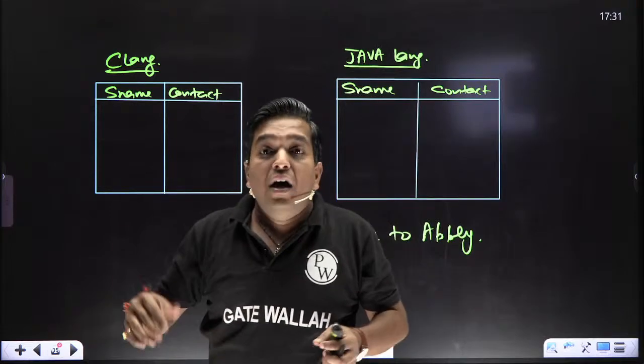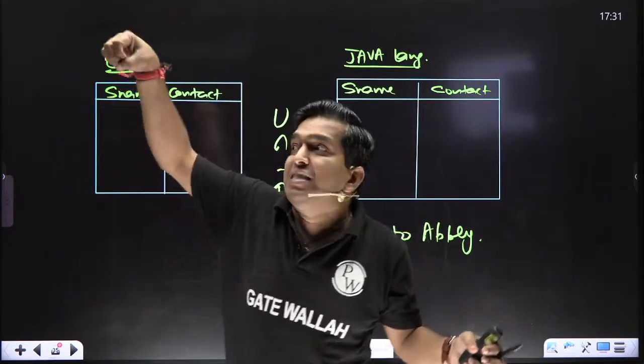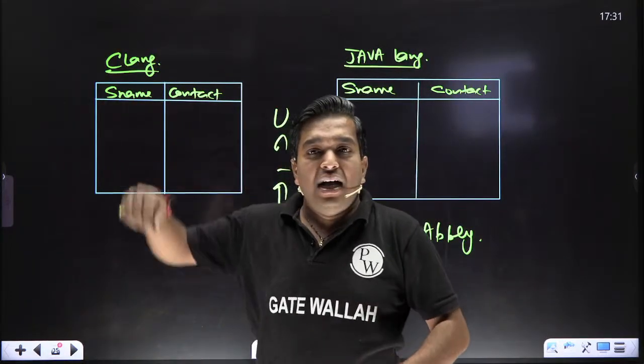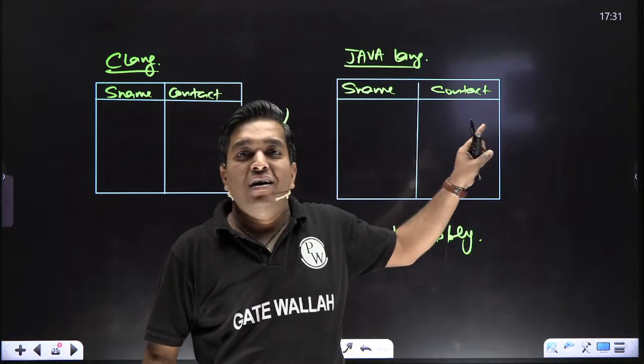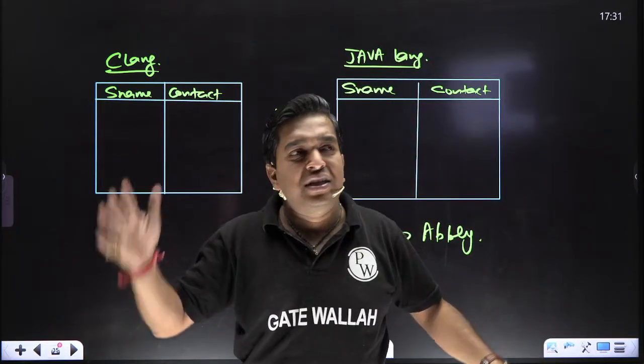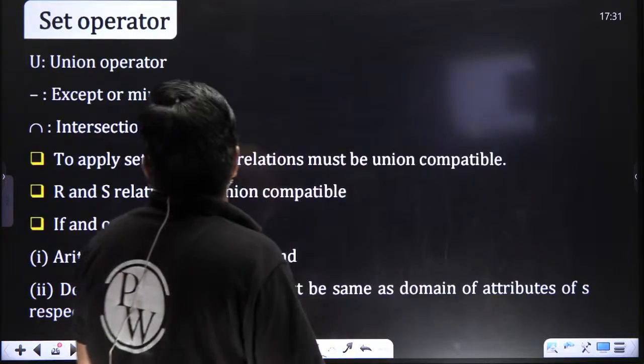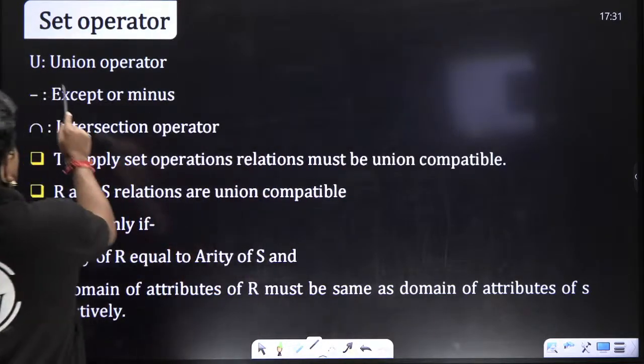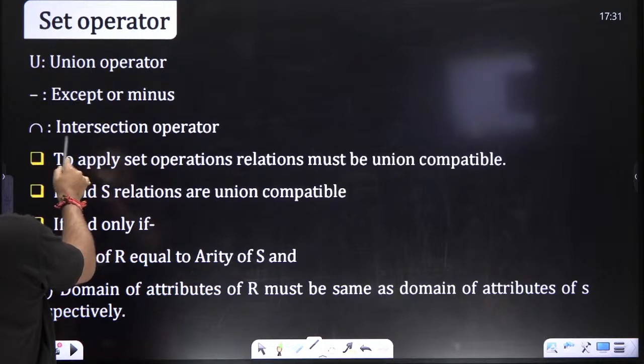So here you can apply it: how many students are reading C language or Java. Tell the names of the students who are reading C and Java. C but not Java. Java but not C.